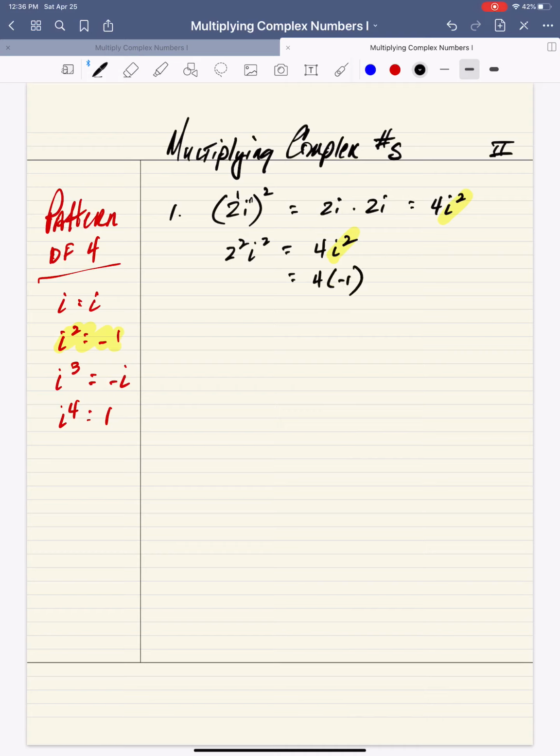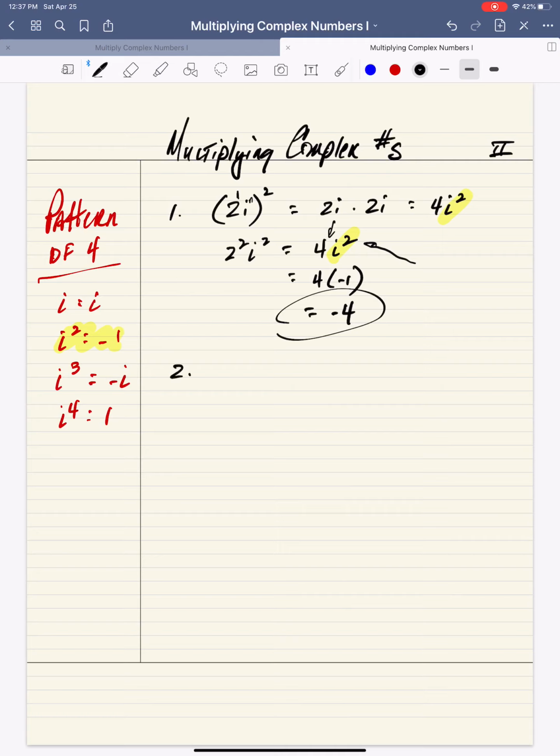And you might see -4, your answer. You might be able to see that whenever you have that i squared there, it's really just changing the coefficient just to its opposite sign. That's all it is. Whenever you multiply by a -1, it just changes whatever you have to its opposite sign.